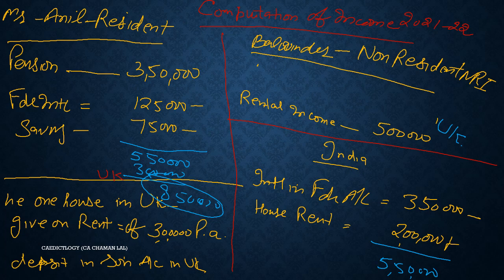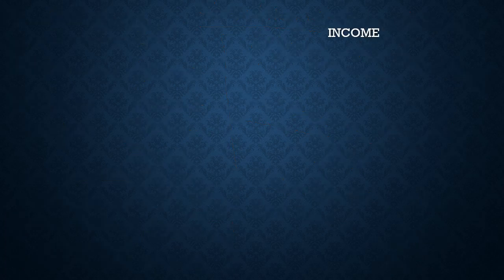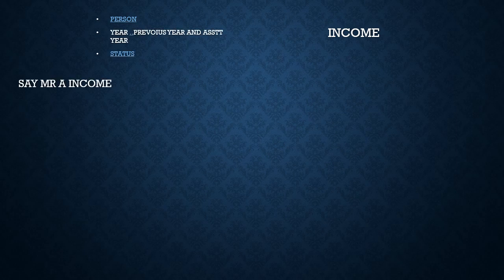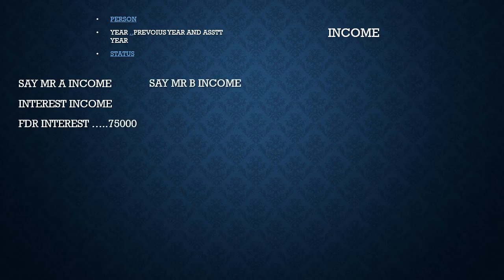How to decide the status, resident or non-resident, is discussed in the residence status chapter, where we discuss the detailed provisions of the status. Now we know the meaning of person, year, previous year, assessment year, and status, the basic knowledge of status. And now we study the income, how many types of income a person earns during the year.